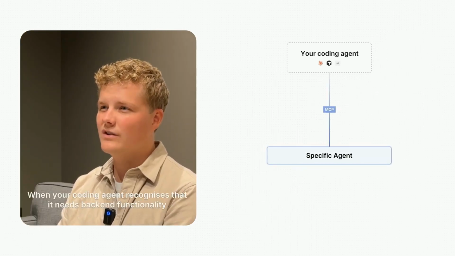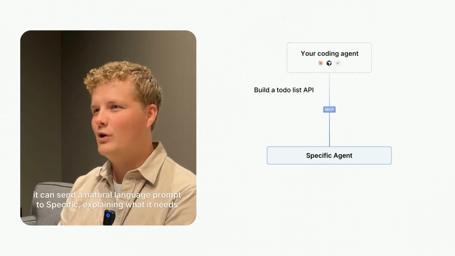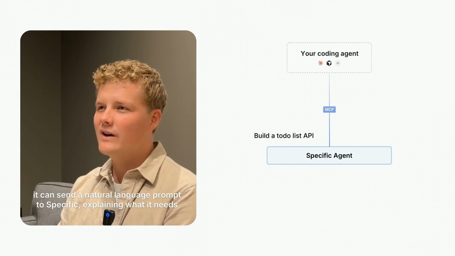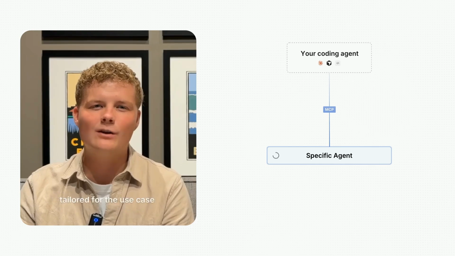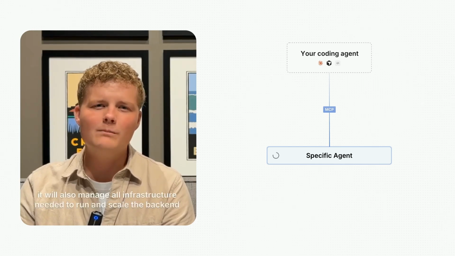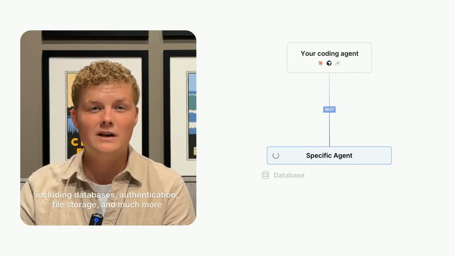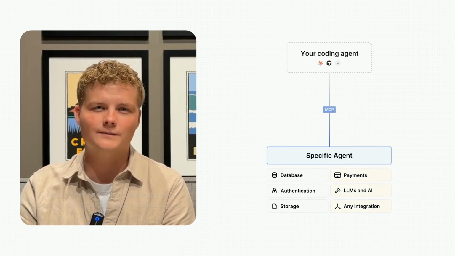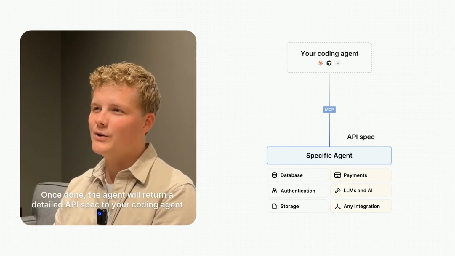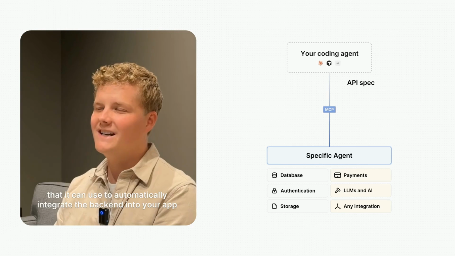When your coding agent recognizes that it needs backend functionality, it can send a natural language prompt to Specific explaining what it needs. The Specific agent will build production-ready code tailored for the use case. It will also manage all infrastructure needed to run and scale the backend, including databases, authentication, file storage, and much more. Once done, the agent will return a detailed API spec to your coding agent that it can use to automatically integrate the backend into your app.